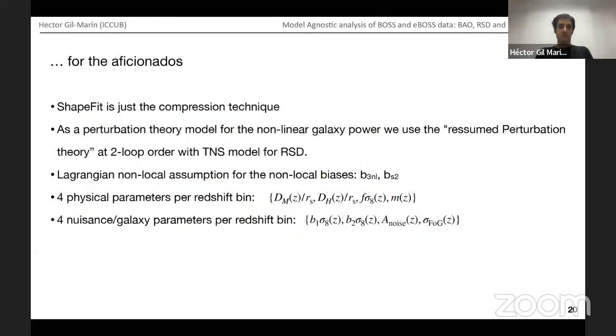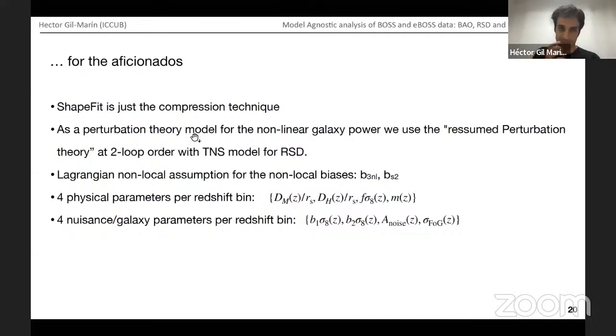Just for the aficionados, if you are familiar with all this formalism, ShapeFit, or adding this extra m shape function, is just a compression technique. You still need to assume a perturbation theory model to account for the nonlinear galaxy power spectrum. So in particular, for this work, we are going to be assuming that we model this through the Rasan perturbation theory at 2 loops, and redshift space distortions are accounted for with the known TNS model.